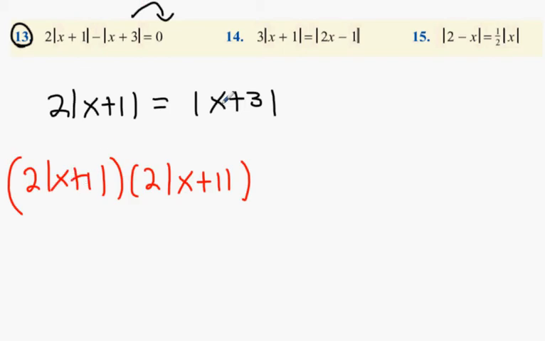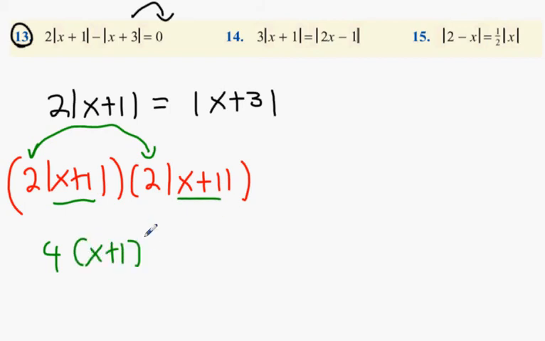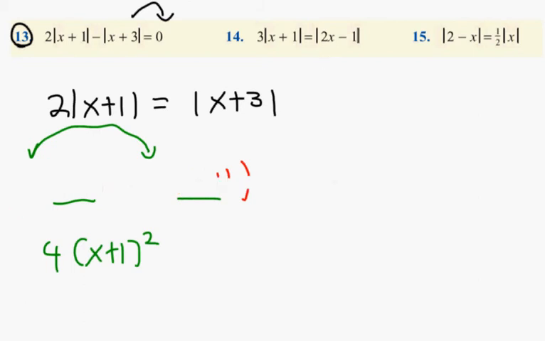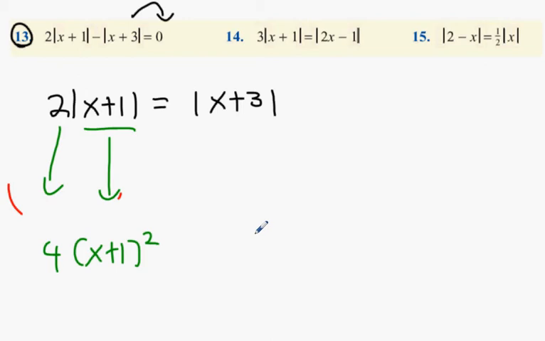So what we're going to do here is this, guys. 2 times 2, 4. And then x plus 1 multiplied by the x plus 1 is x plus 1 squared. Now, do you see the simple way of doing it? Anybody see the simple way of doing it? Square the number on the outside, square what's in the bracket.